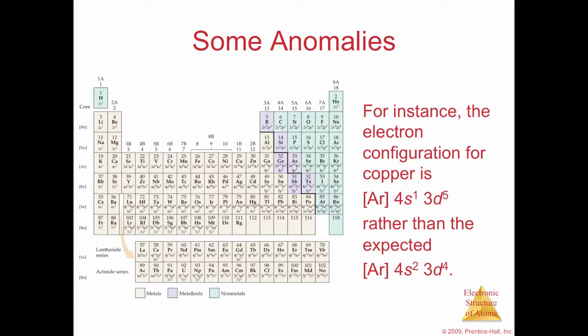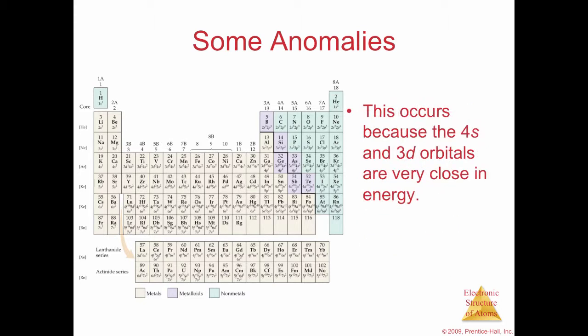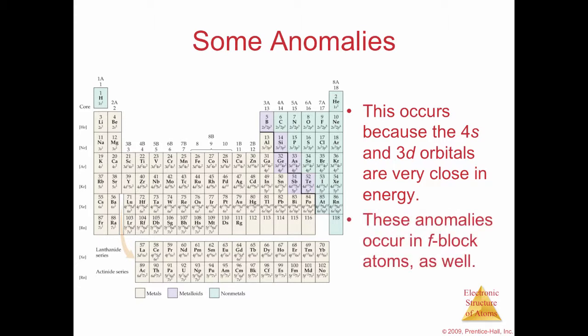And there's a rule that says that half-filled and completely filled subshells are most stable. So it borrows 1 from the 4s and puts it in the 3d, and now we have both the 4s and the 3d subshells being half-filled and more stable. This occurs because the 4s and 3d orbitals are very close in energy, and these anomalies occur in the f block atoms as well.